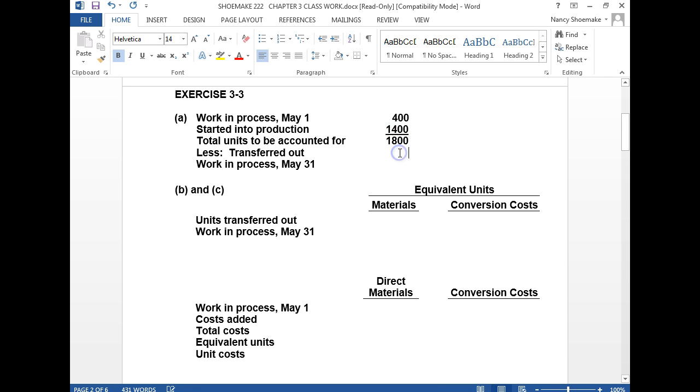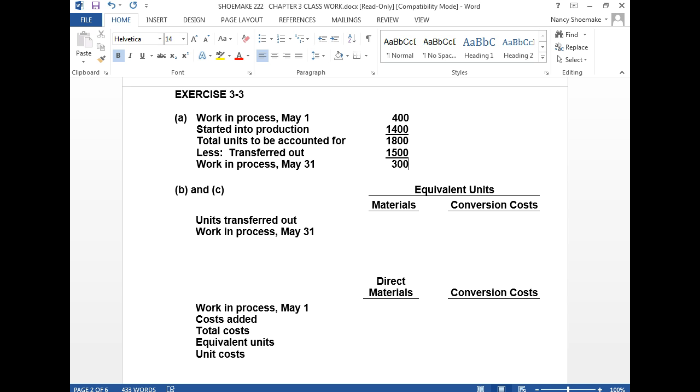How many units were transferred out? 1,500. So how many were in work in process still at the end of the period? 300. So do you see? We're just going through the same process that we did in the previous chapter. We always start with our beginning balance. We add what goes into production less what either was transferred out or what's still in work in process to come up with our difference.